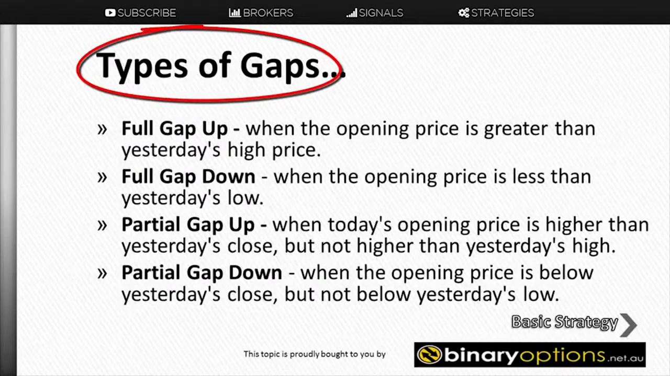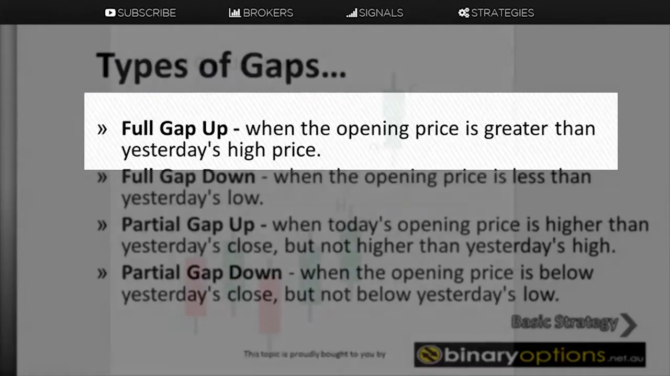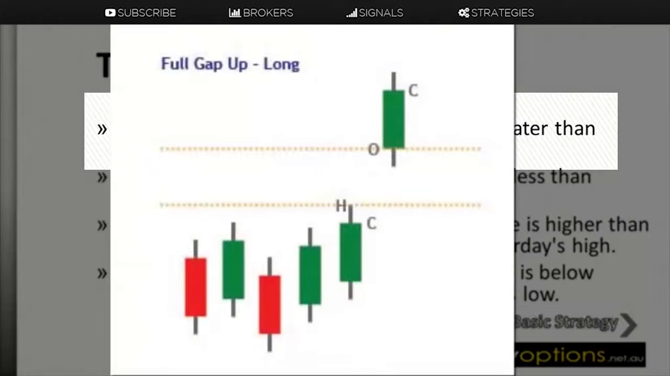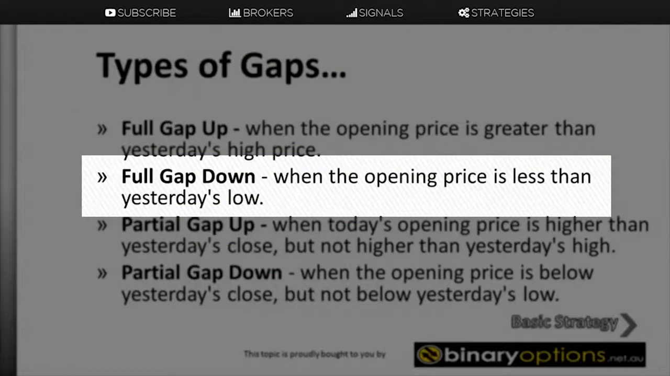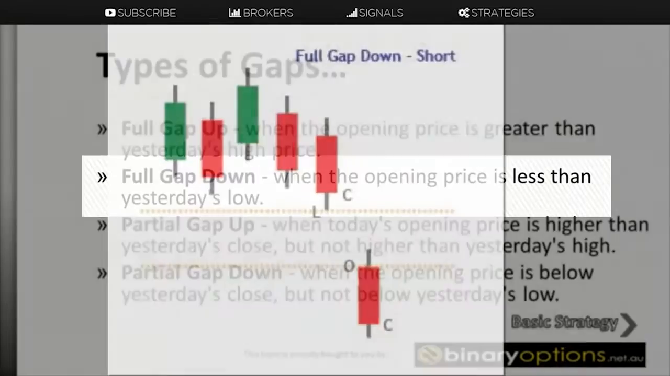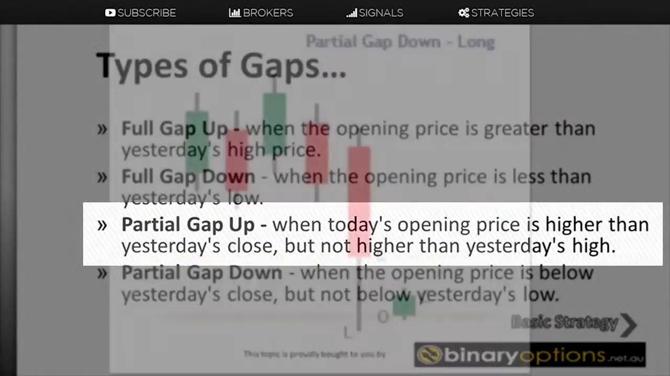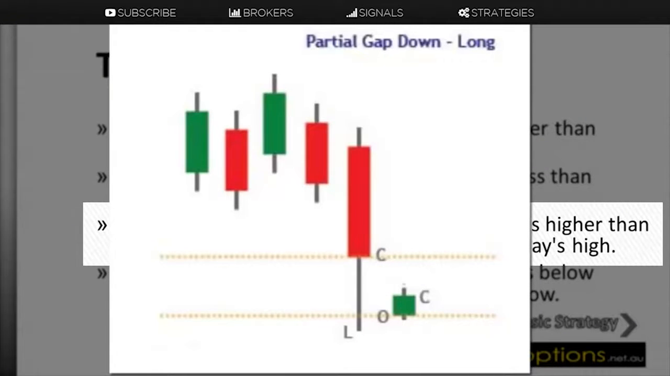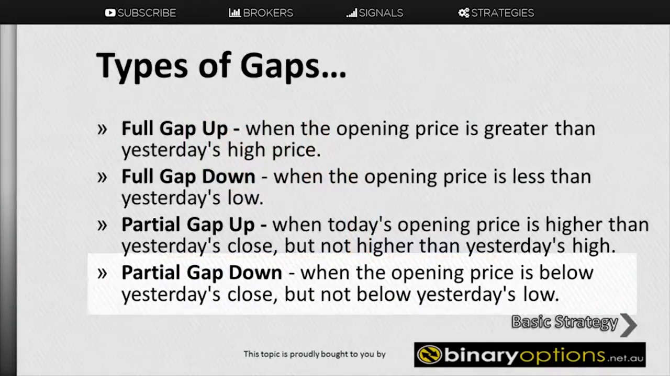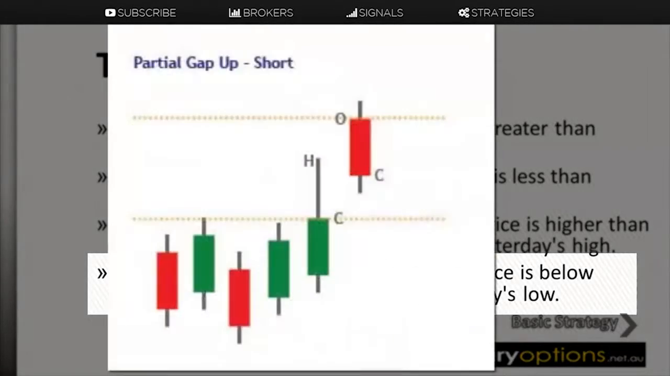1. Full gap up, that is, when the opening price is greater than yesterday's high, and 2. Full gap down, when the opening price is less than yesterday's low. 3. Partial gap up, when today's opening price is higher than yesterday's close, but no higher than yesterday's high. And 4. Partial gap down, that is, when the opening price is below yesterday's close but not below yesterday's low.